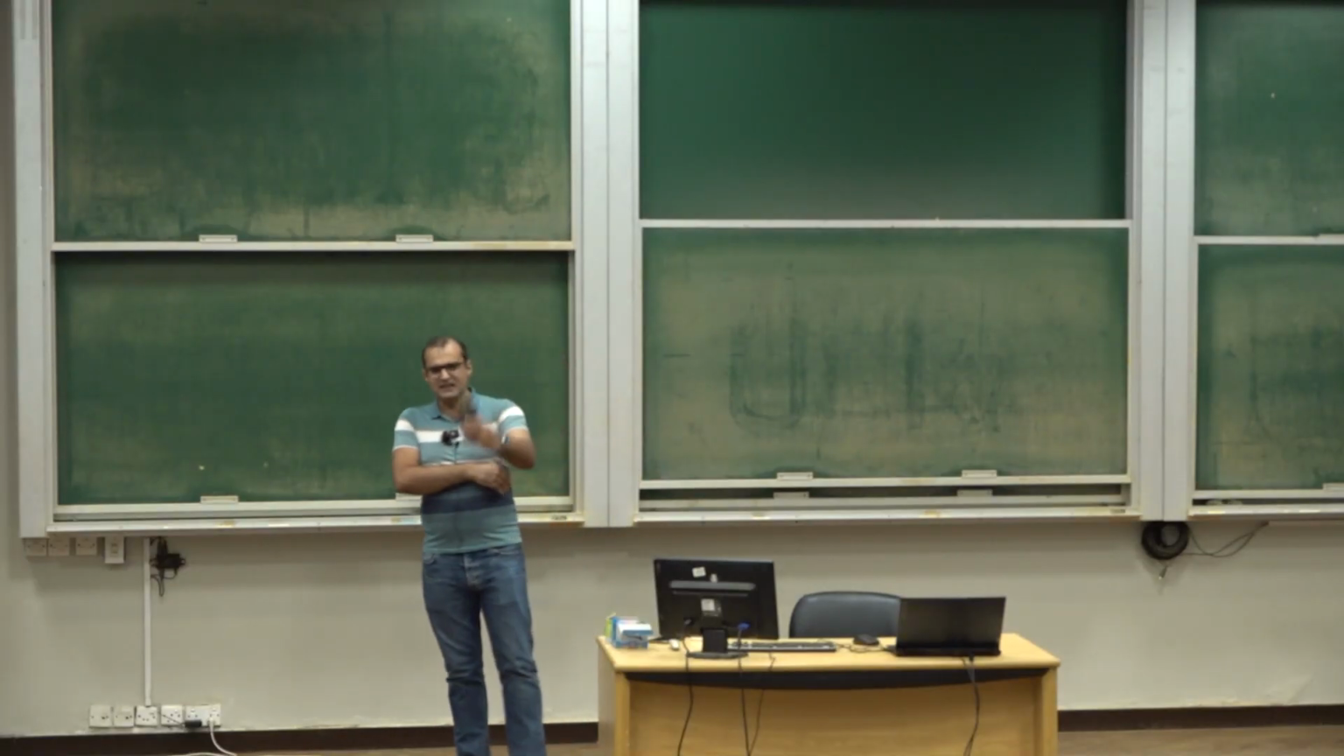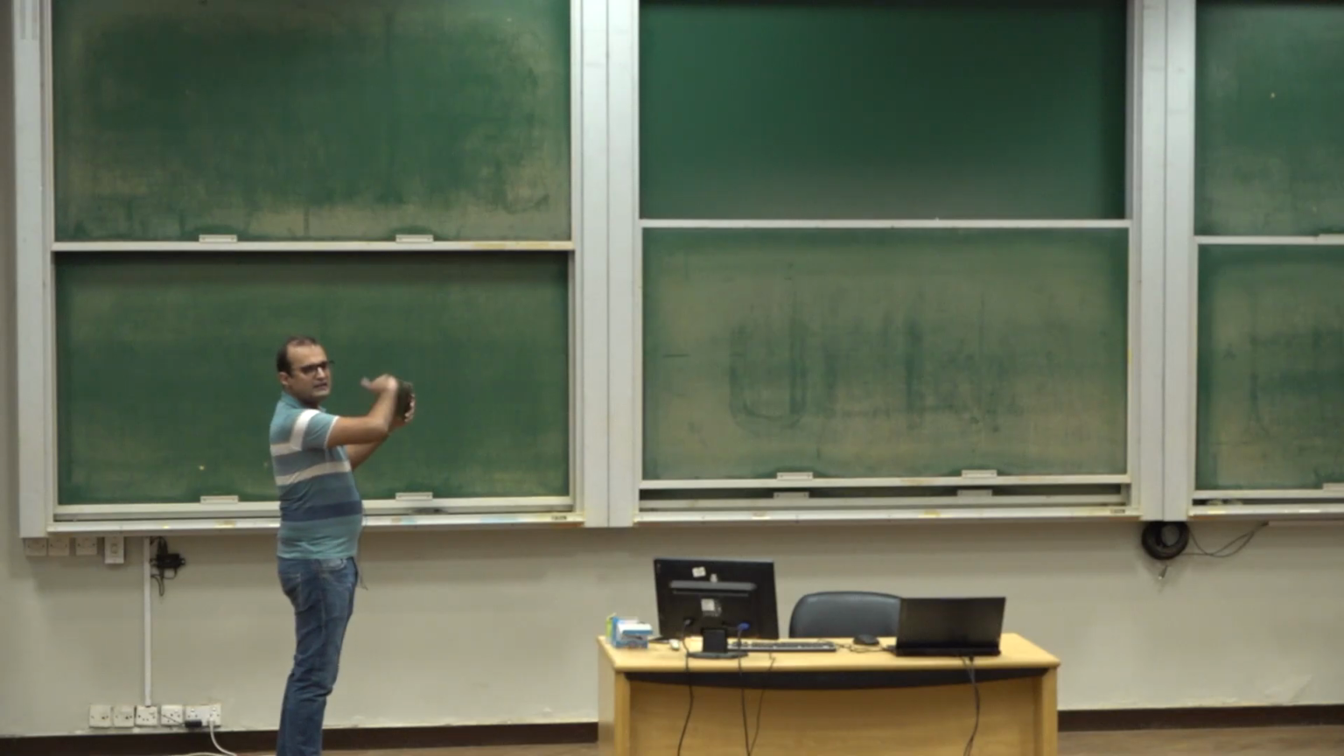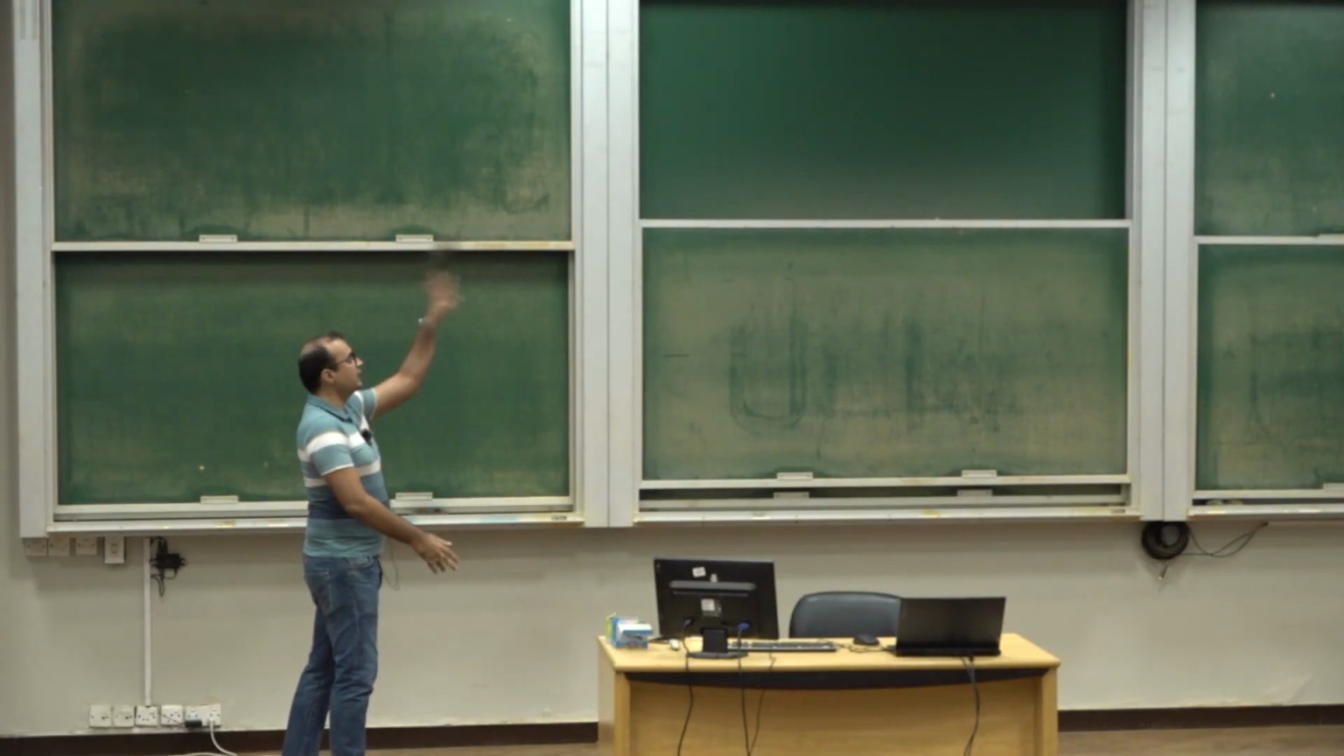So for example, this thing, if I throw it, this thing is not just going to move in a parabolic trajectory. It's also going to rotate and wiggle and wobble as it moves through the air.